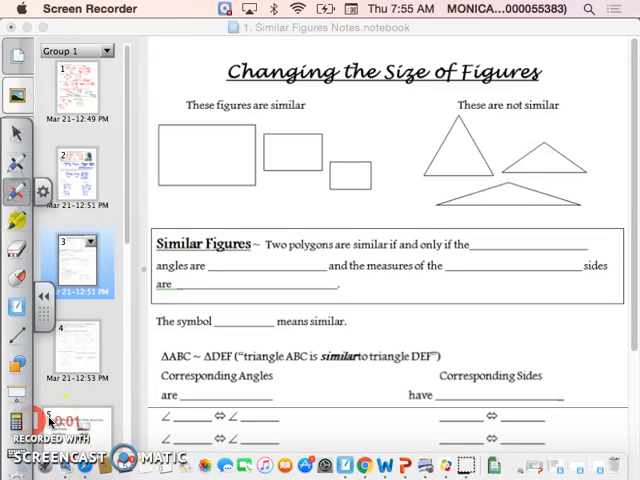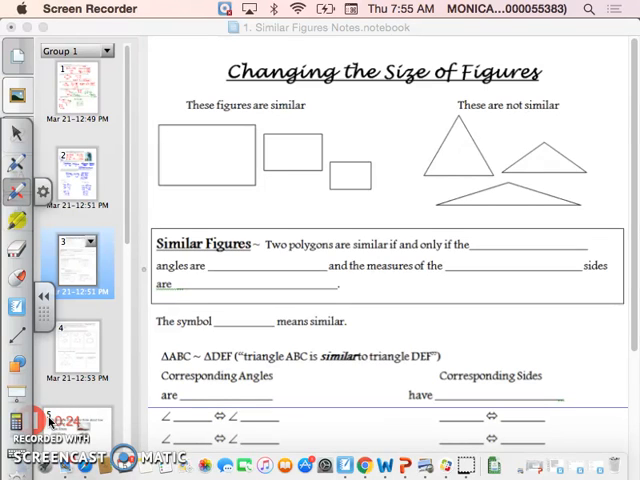So hopefully you've mastered how to set up a ratio and a proportion to solve for a missing, unknown variable. And today what we're going to do is apply that to looking at similar figures. Now this is not new. You looked at this earlier in the semester when we talked about transforming figures. This would be like doing a dilation.